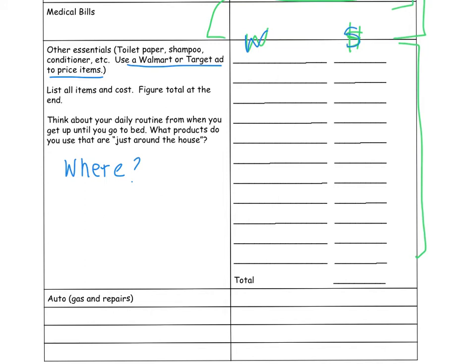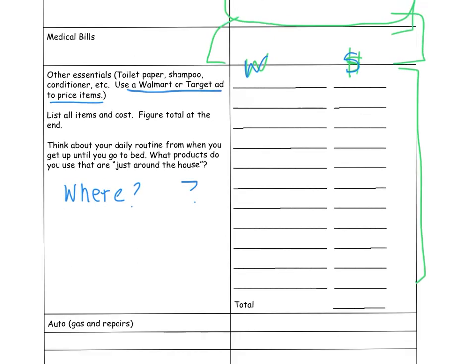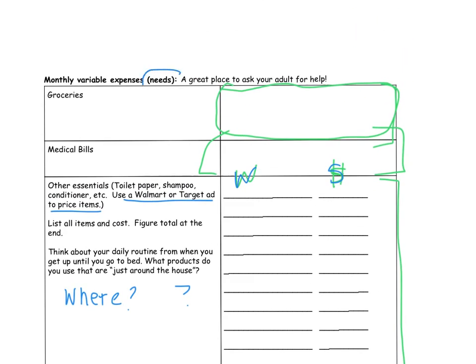If you need more space, write it off to the side or over here, because I know that we buy things every month that are necessities. So again, this is still a necessity. It's still a need.